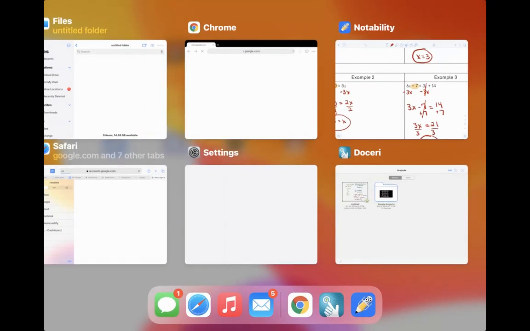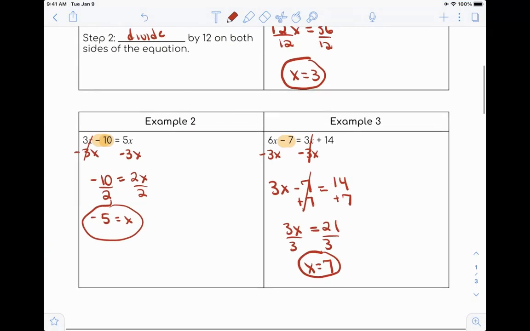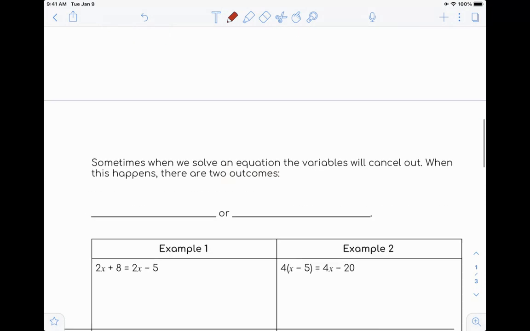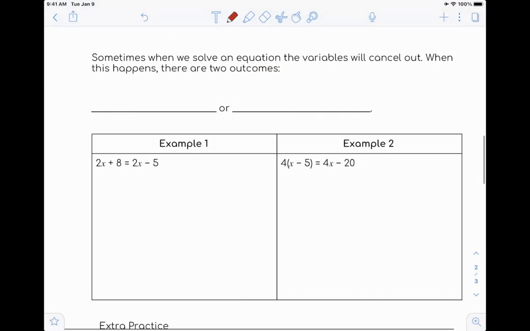Okay, so sometimes when we solve an equation, the variables will cancel out. Now, when this happens, there are two outcomes. Either we have infinitely many solutions, which is called an identity, or we have no solution.